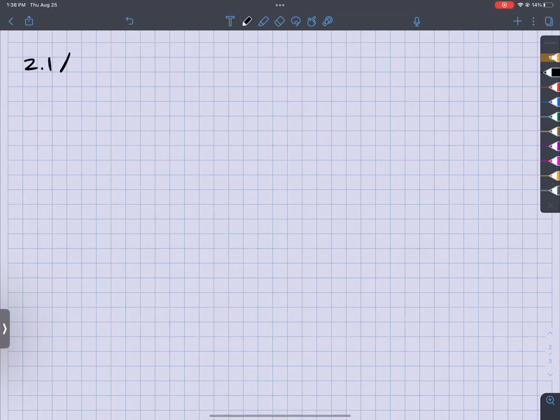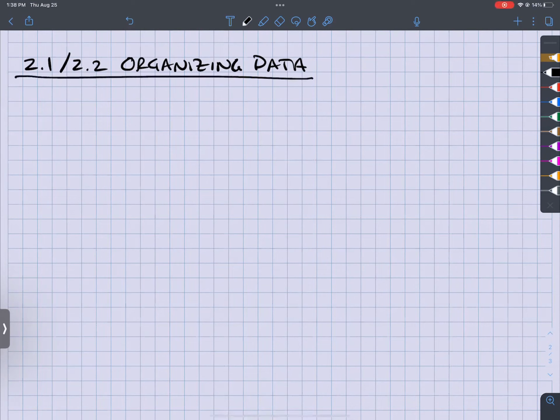Actually, I'm going to say 2.1/2.2, and I'm going to call it organizing data. So I'm going to take, for example, to start off with, a slew of data here. So let's say I have these data points.